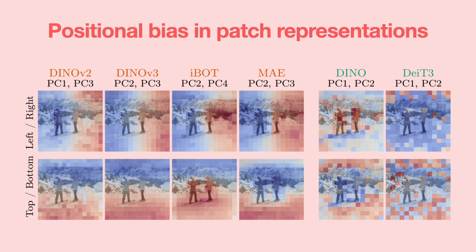For example, the authors of iBOT note that the patch representations easily collapse during training to encode position only, and this problem persists in later work as well, such as DINOv2 and DINOv3, as well as CAPI and I-JEPA, which are not depicted here, but are included in our paper.